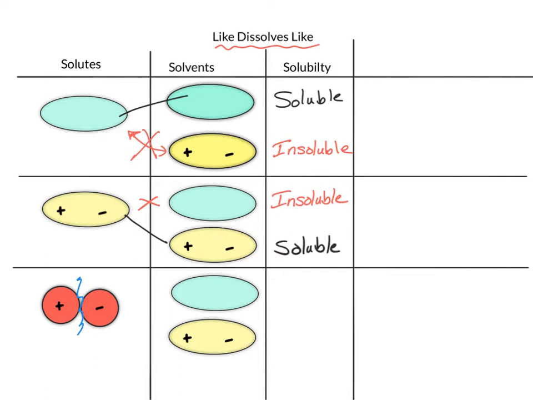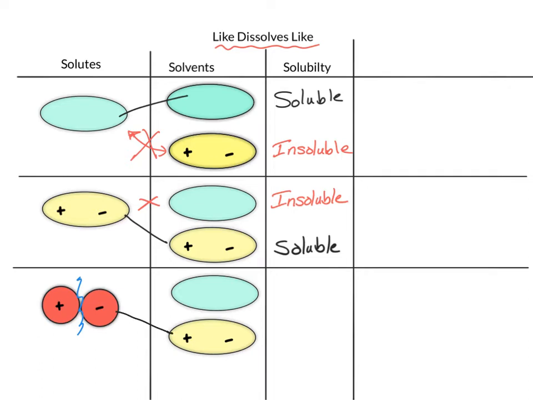And that leaves us with our ionic solutes. In the case of an ionic solute, we need to decide what it is most like. So we're going to look at the solvent, and our choices are nonpolar and polar. We do not have ionic solvents. So which one is it more like? And you should see that the ionic substance is more like a polar substance.